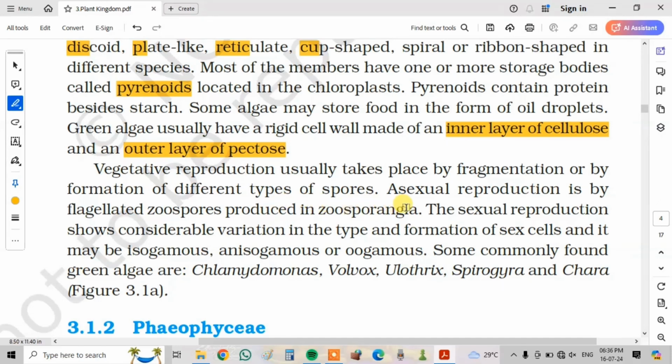The sexual reproduction shows considerable variation in type and formation of sex cells. It may be isogamous, anisogamous, or oogamous. Some commonly found green algae are Chlamydomonas, Volvox, Ulothrix, Spirogyra, and Chara.